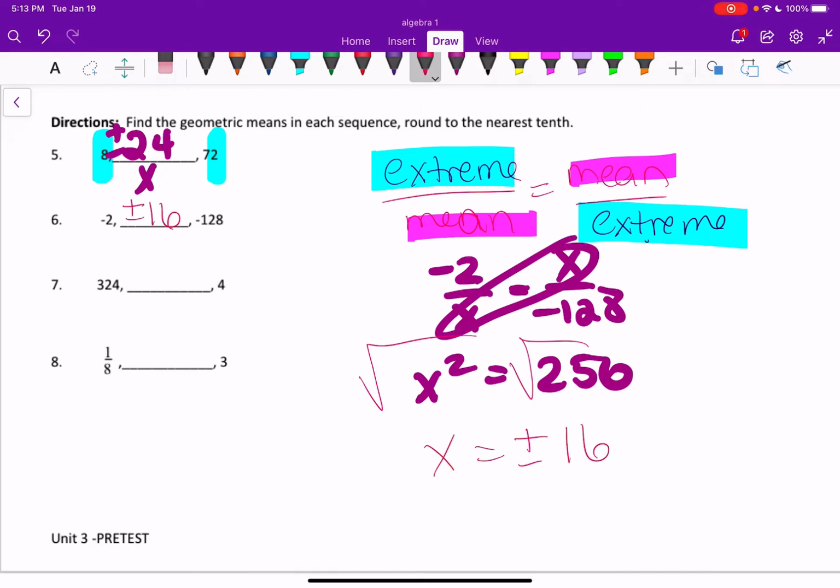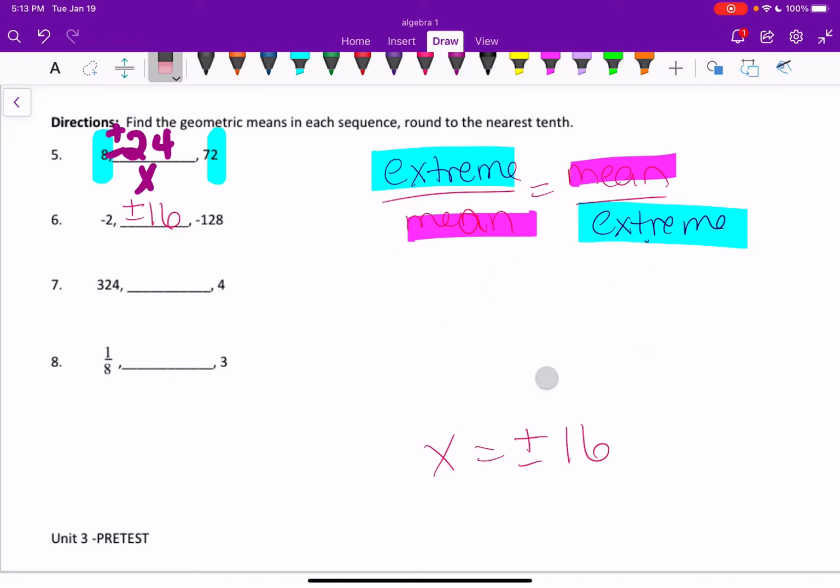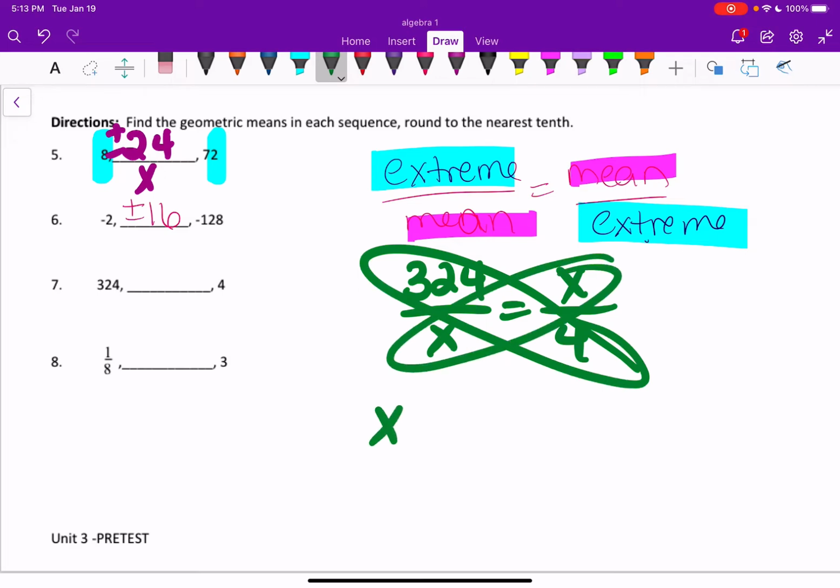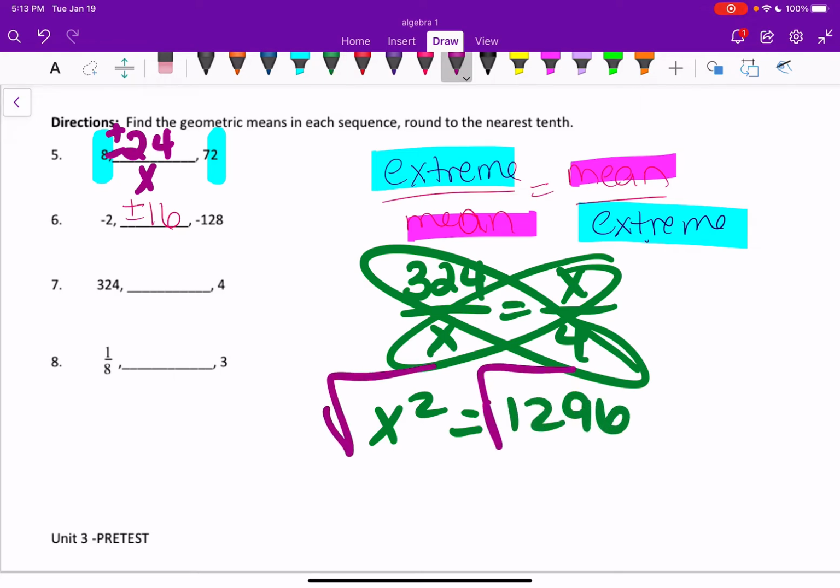Okay? Next one, same way. I'm going to do the same exact thing. The extremes are 324 over x equals x over 4. We multiply. X squared equals 324 times 4, and that gives us 1296. Square root both sides. So x equals plus or minus 36.